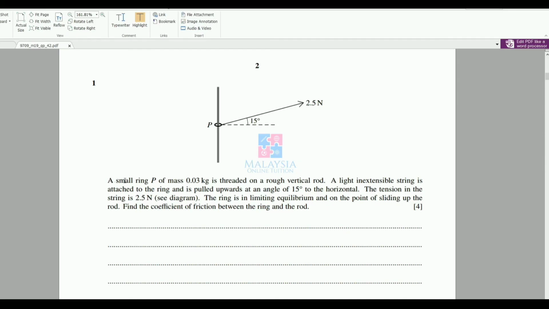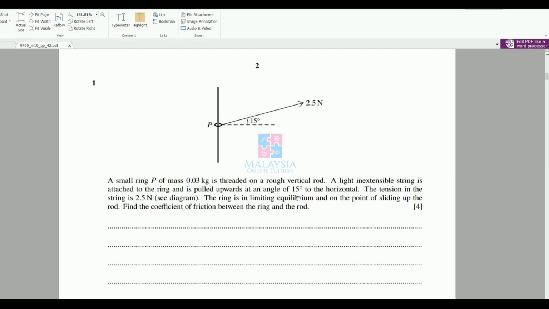Question number 1. A small ring P of mass 0.03 kg is threaded on a rough vertical rod. A light inextensible string is attached to the ring and is pulled upwards at an angle of 15 degrees to the horizontal. The tension in the string is 2.5 Newton. The ring is in limiting equilibrium, and on the point of sliding up the rod, find the coefficient of friction between the ring and the rod.